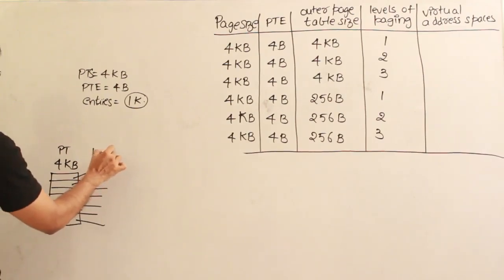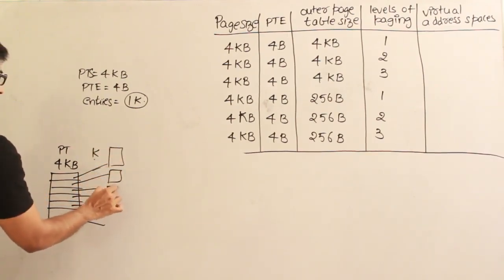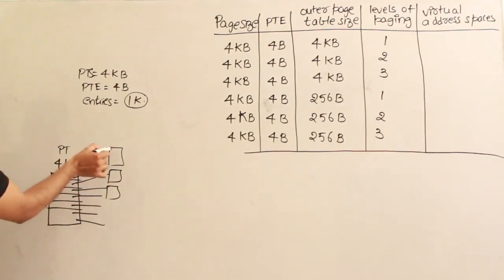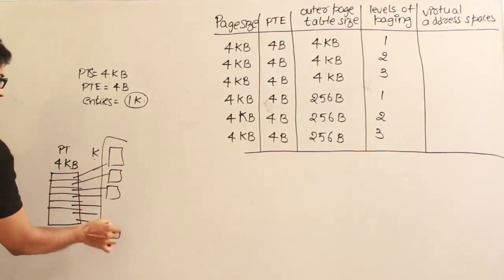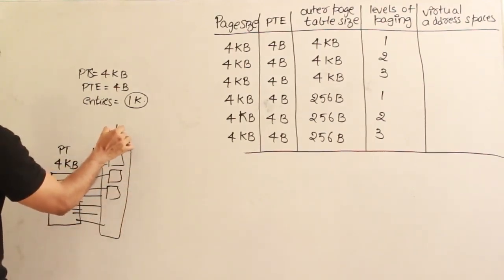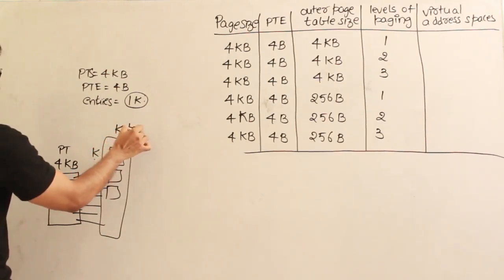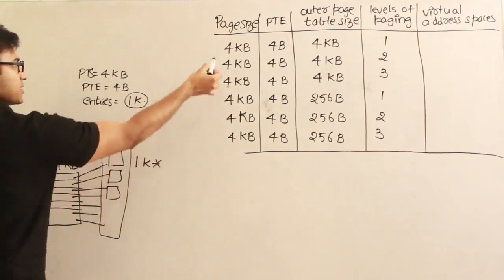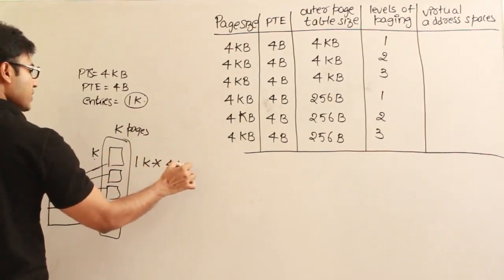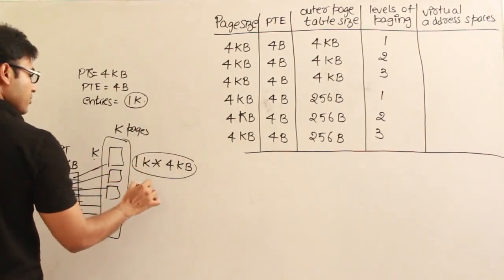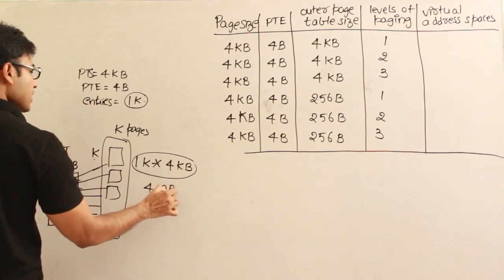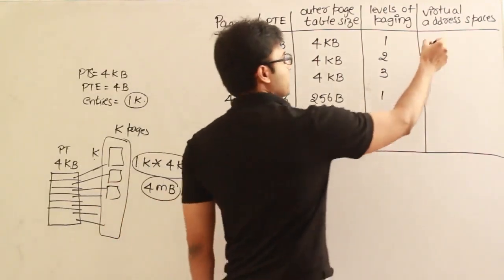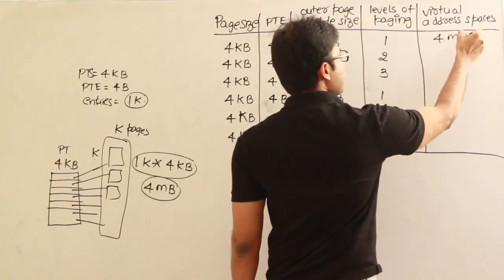And every pointer is going to point to one page, right? So if I have these many entries coming out of the page table, then the number of pages in the process is nothing but 1k. So 1k pages are present in the process, right? If 1k pages are present in the process, and the size of each page is 4kb, then what is the size of the entire process? The size of the entire process is 4MB, which is nothing but the virtual address space. Got it? So the virtual address space is 4MB.